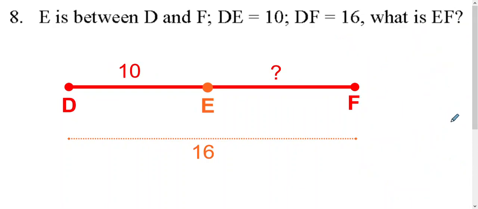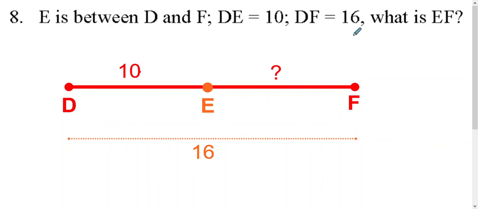Okay, if we look at 8, it tells us that E is between D and F. You see the picture that I drew here? I have E in between D and F. I'm told that DE is 10, DF, the full distance, is 16, and I want to find EF. That's where I have my question mark there.